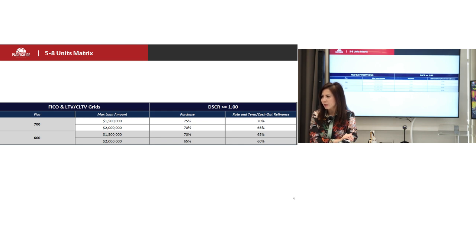Do you see that? Yes. Anybody on Zoom, you see that? Yes. For 1.5, yes, awesome. $1.5 million loan amount. Instead of 25% down payment, now you have to come up with 30% down payment because the maximum LTV there is 70% for 660 FICO score. Okay? And for your refinance rate and term or cash out, your maximum LTV is 65%.